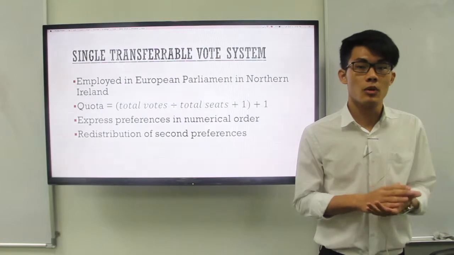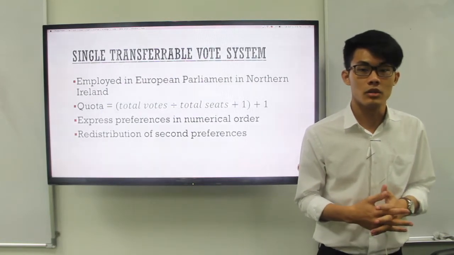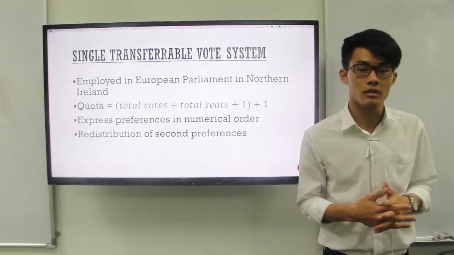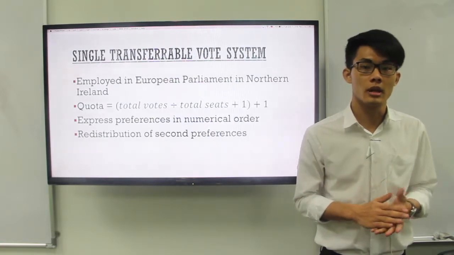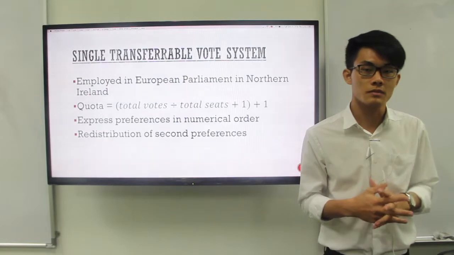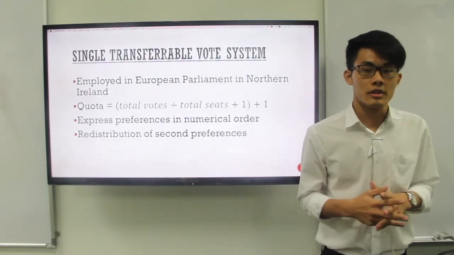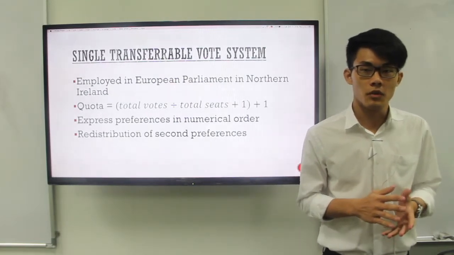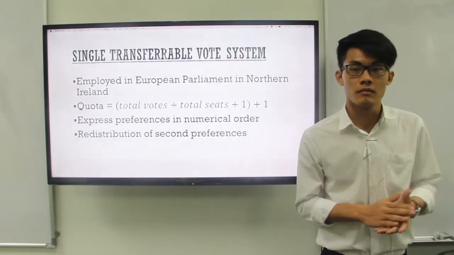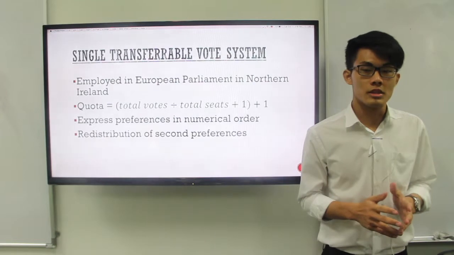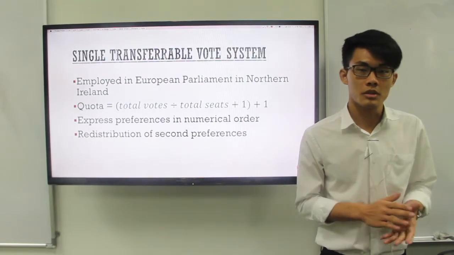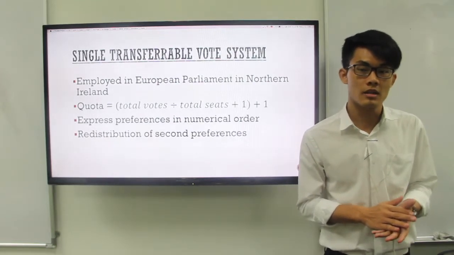The system used for local elections and elections to the European Parliament in Northern Ireland requires that the total number of votes be divided by one more than the number of vacant seats, plus 1. The voter expresses his or her preferences for candidates in numerical order. A quota is predetermined. Thus, in a 5-member constituency, the quota will be approximately 1/6 of the votes cast.